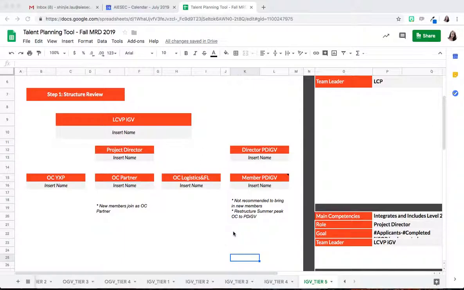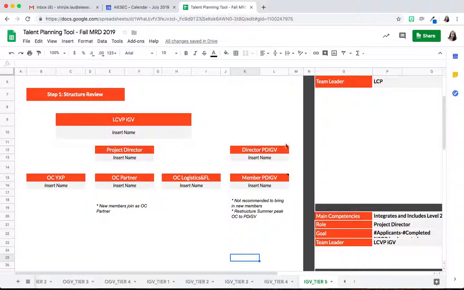Okay, so the basic idea of the structure is that you should have one project director for one project. It is really up to you how many projects you are running. For example, if right now you are running 2 projects, then you should have this kind of structure for 2 different teams. In a project structure, you will still have a project director, and the bare minimum you need in your OC structure is OC youth experience, OC partner, and OC logistics and FL. Okay, these 3 are the most fundamental profiles that you should have in every single project director structure.